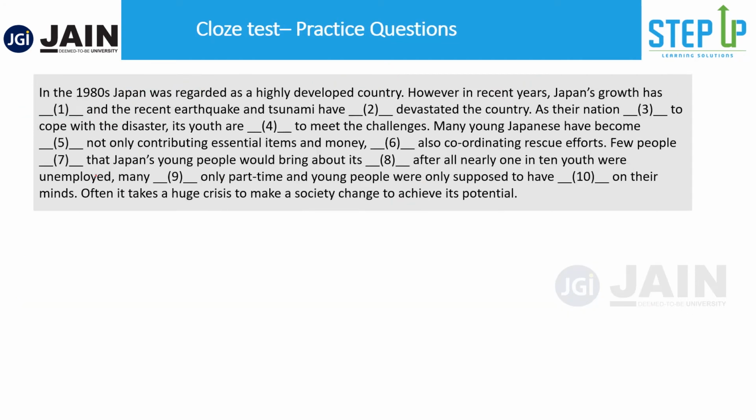In the 1980s, Japan was regarded as a highly developed country. However, in recent years, Japan's growth has dash, and the recent earthquake and tsunami have dash devastated the country. So it was a highly developed country, but "however" is the switch which indicates there's a shift in meaning, right? So Japan's growth has dash, so it can't be "has been high", it has to be low, right? And the recent earthquake and tsunami have also devastated the country, something like this, right? Let's look at the options.